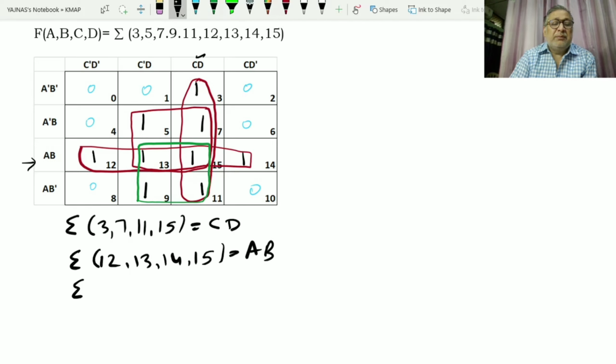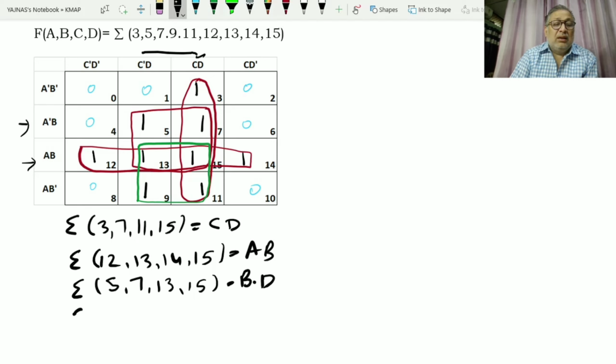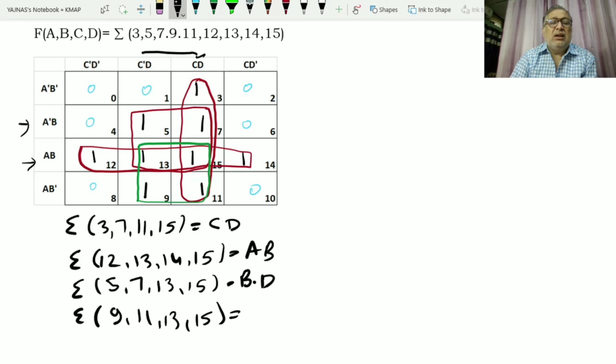And the next group is 5, 7, 13, 15. If you look at the left of 5 and 13, B is constant, and the top of 5 and 7, these two, D is constant. Then the next group is 9, 11, 13, 15. If you look at the left of 9 and 13, A is constant, and the top of 9 and 11, D is constant.